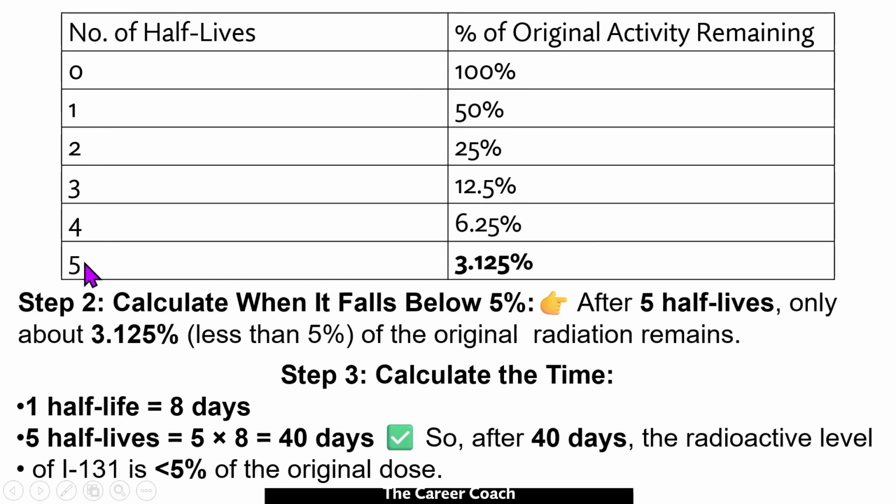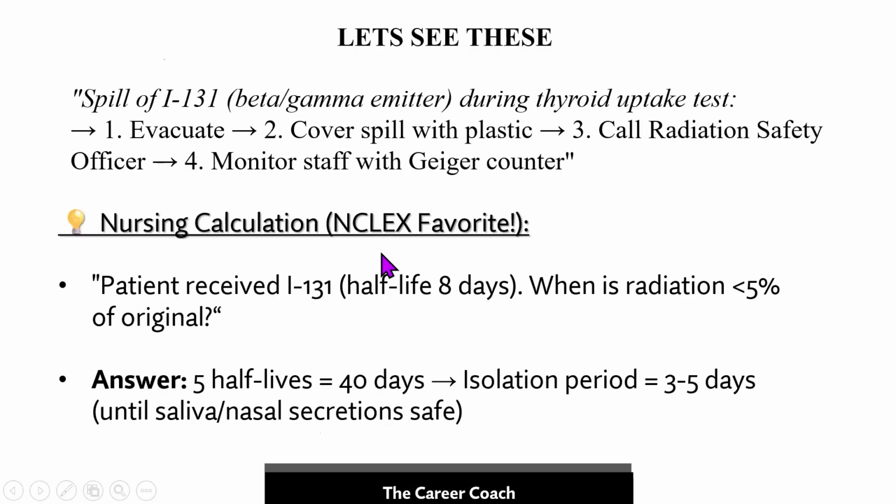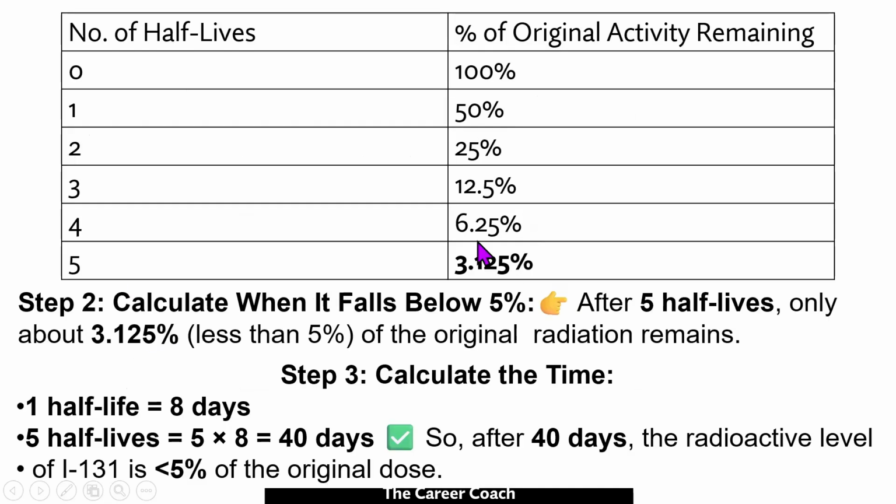At the fifth half-life division, it will divide 6.25 in half, which will give us 3.125. Now go back to the question. It says, when is the radiation less than 5% of its original? The radiation became less than 5% at the fifth half-life. So it was at the fifth half-life that we got 3.125%. So we calculate when it falls below 5%. After 5 half-lives, only about 3.125%, which is less than 5% of the original radiation, remains.